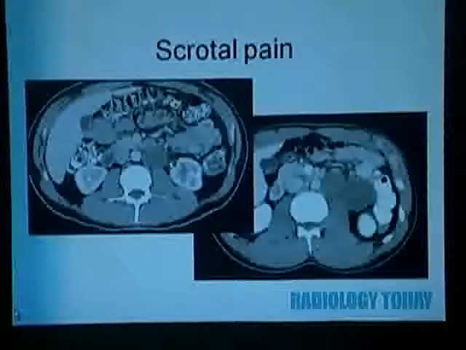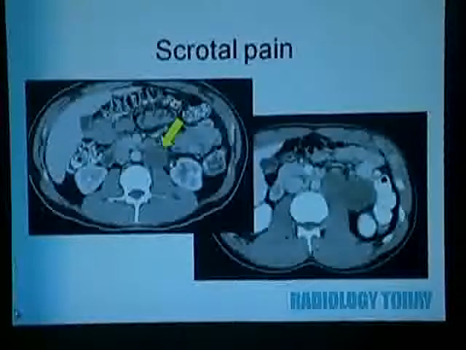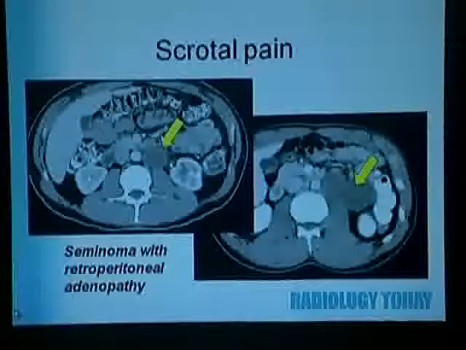And so, as a problem solver and for further evaluation, CT was ordered. Not CT of the scrotum, but instead CT of the abdomen to evaluate for the potential of adenopathy. And the reason this was done is that we know that testicular neoplasms, particularly seminomas, often will metastasize into the retroperitoneal nodes. And that was the case. Just happened to pick it up when he had trauma. Seminoma with retroperitoneal adenopathy.